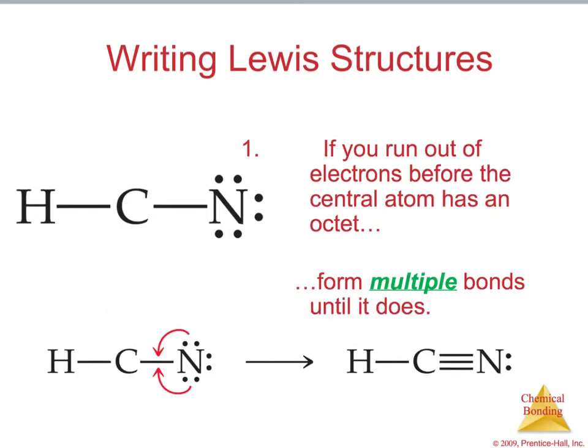Now, in the event that you run out of electrons before your central atom has an octet, this tells us that we're actually going to have multiple bonds. And we're going to continue to form multiple bonds until we have a balanced octet for all of our elements.